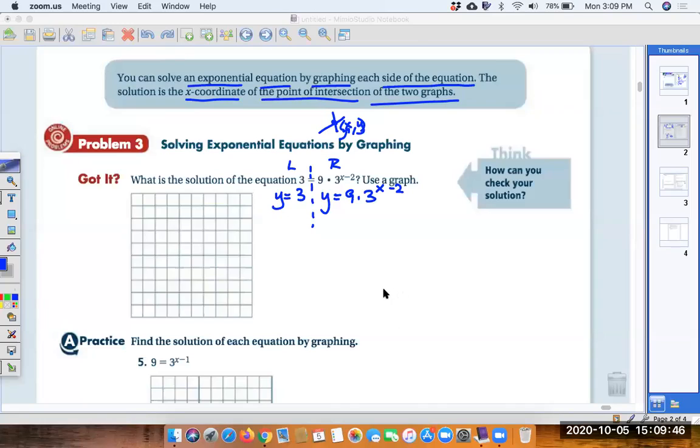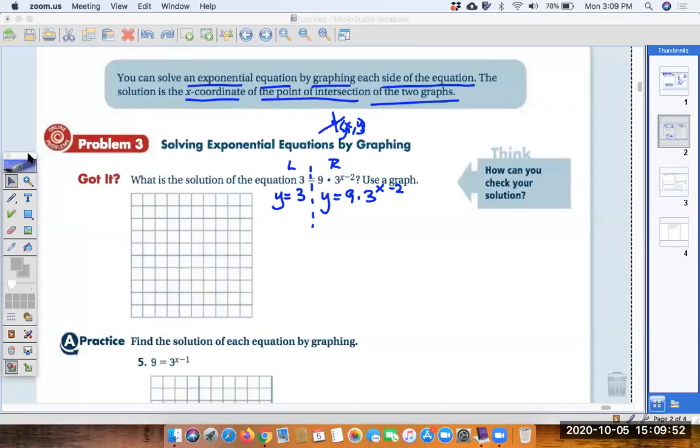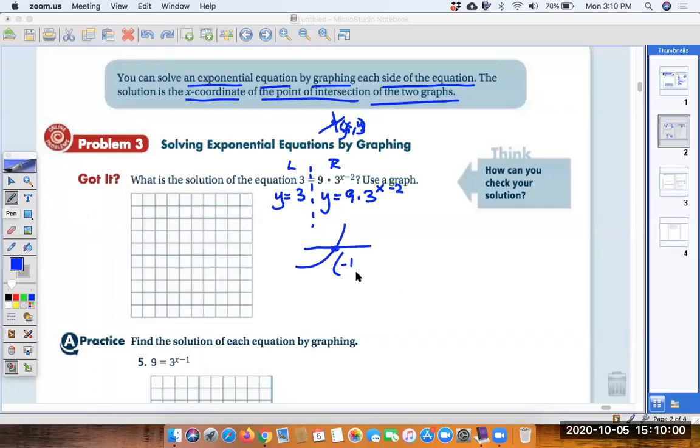Okay, back to the lesson. After we graph them together, the point of intersection where both lines intersected was -1, I believe it was 3, yep. And it's the x value, which is the first number. This is the one you want. And so x equals -1 is the answer.